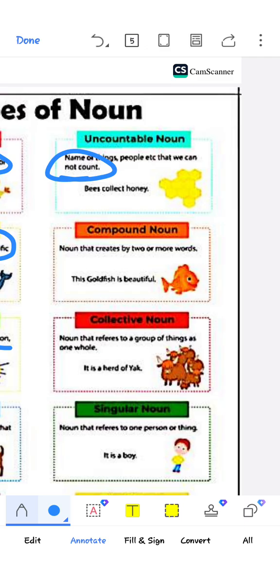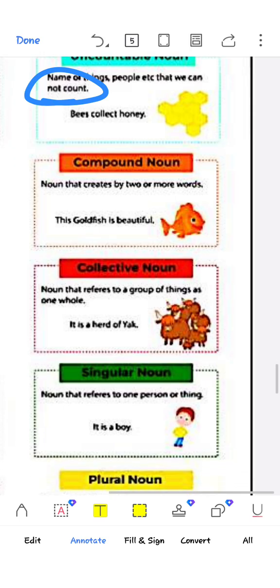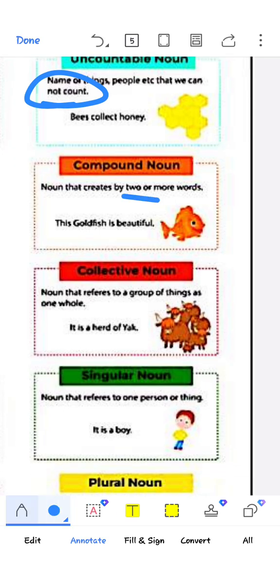If we say the leaves on the tree, can we count them? No, we can't count them. So these are also uncountable noun. Next is beta compound noun. What is compound noun? Compound noun is created by 2 or more words. For example, gold, fish. Gold is a separate word and fish is separate. When we combine it, it will become goldfish.